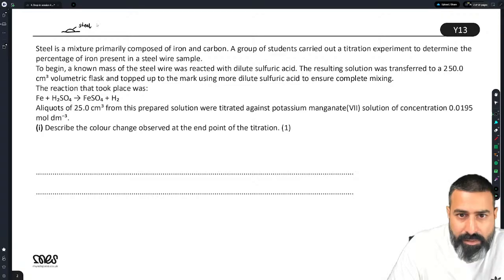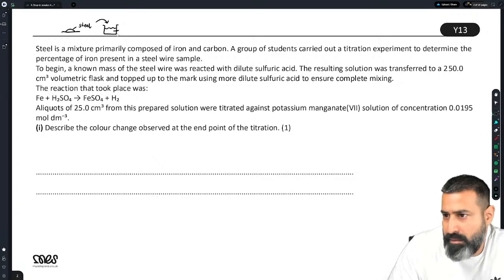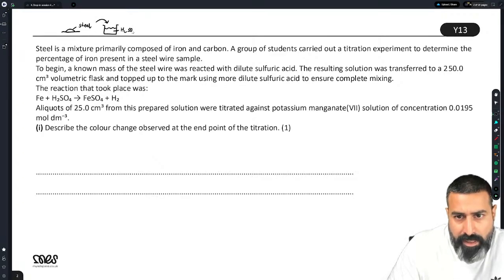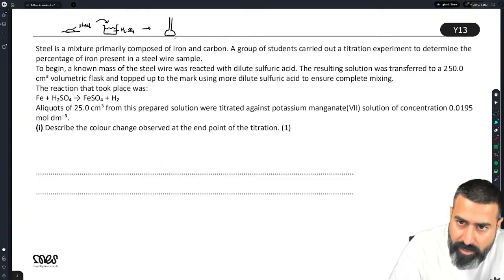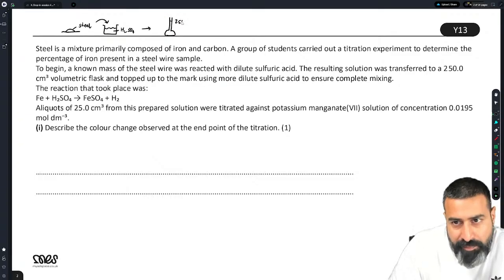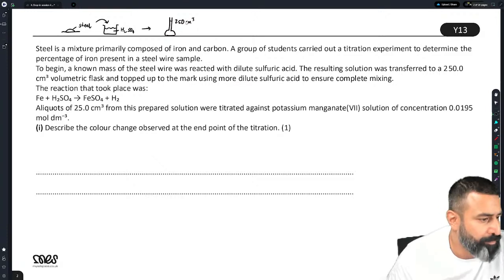And I'm adding it to sulfuric acid, and then I'm topping it up in a volumetric flask to 250 centimeters cubed. Okay, cool.